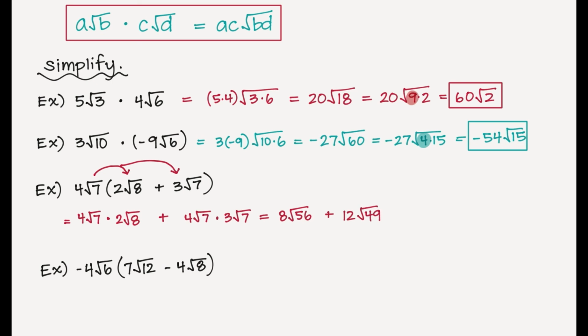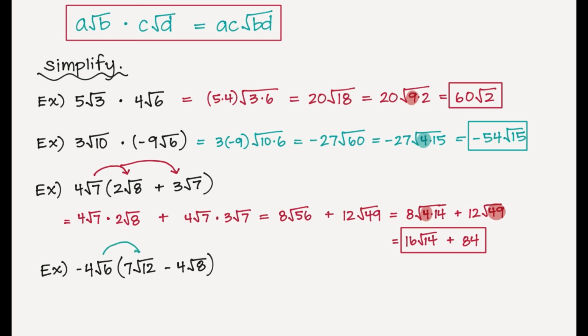And now I need to add these together, but since the radicals don't match, I'm going to try to simplify to see if anything can be combined. And I know that 56 is 4 times 14, and I know the square root of 49 already, that that's going to be 7. So this is going to be 8 times 2, which is 16, and I'm left with radical 14. And then 12 times 7 is 84. But they don't have matching radicals, so this is as far as we can combine it, and we are done.